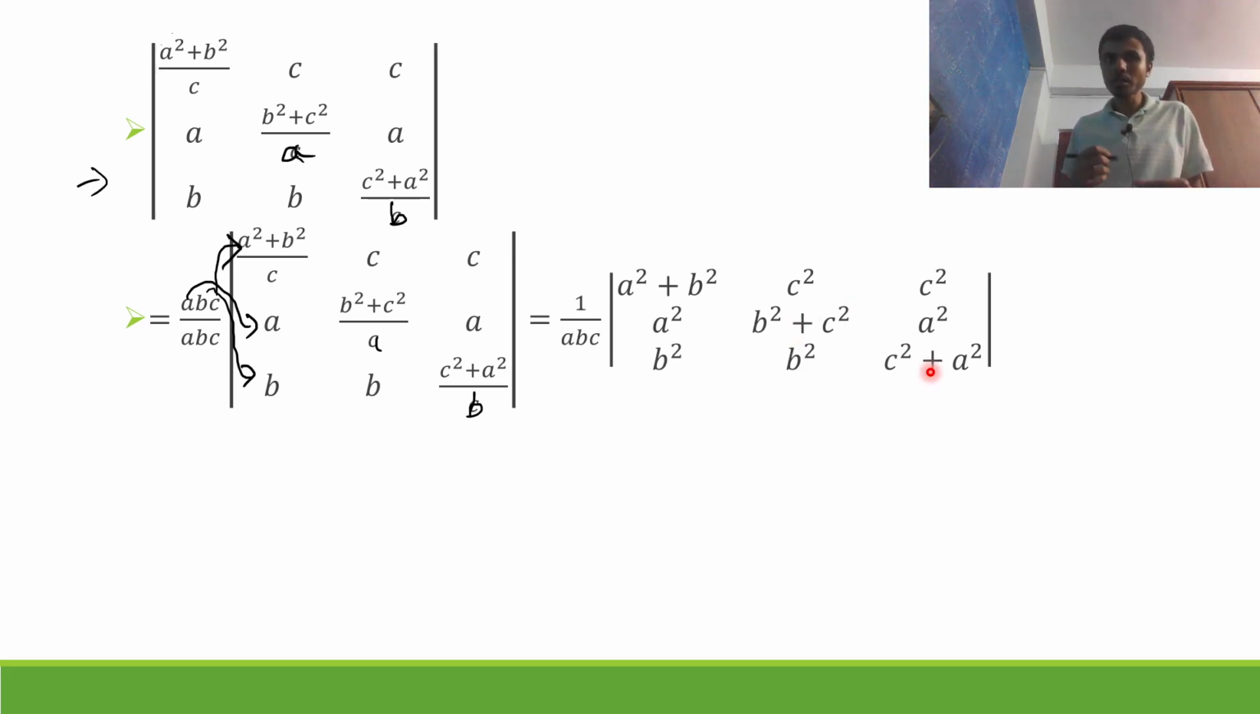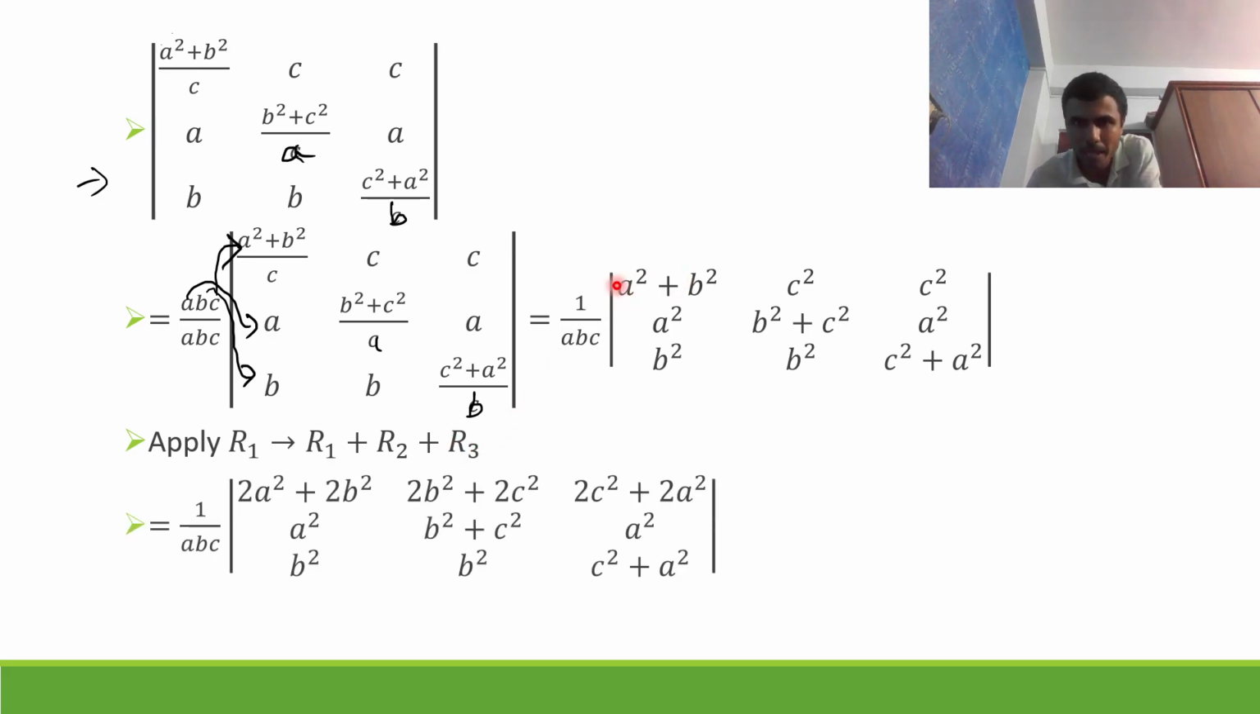Now what I'm going to do is apply R1 implies R1 plus R2 plus R3. Why? Just apply it. You yourself will get it. If you apply it, in place of A square plus B square, I'll get A square plus B square plus A square plus B square, which is nothing but 2A square plus 2B square. Here C square plus this plus this. So if you add up all these three in the column, you would get 2B square plus 2C square, and if you add up all these three in this column, you will get 2C square plus 2A square. Fine. Now next.